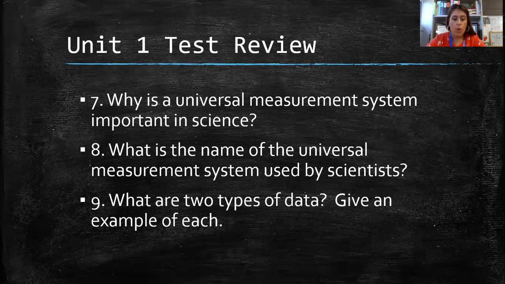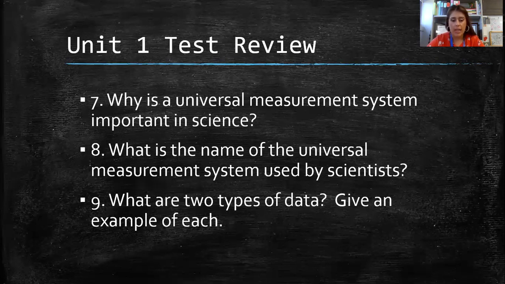Number 9, what are 2 types of data? Remember, we talked about this when we were graphing, and then also when we took notes. We have quantitative and we have qualitative. Quantitative with an N is number-based. Remember we did the Skittles and we did quantitative data. We might have counted and said we had 7 yellow. That would be quantitative data.